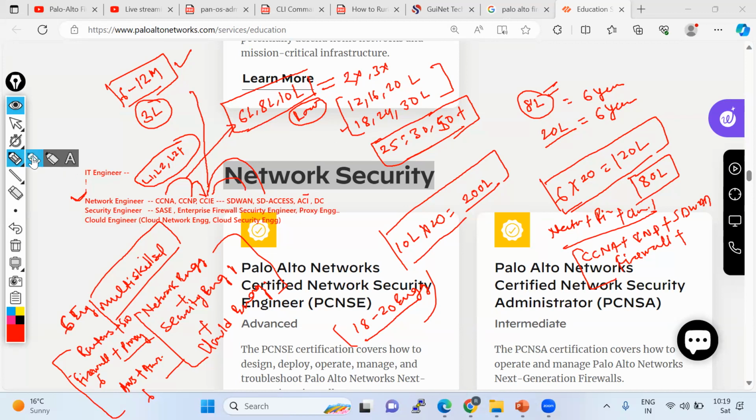And the moment you have more and more experience, might be earlier you were getting 20 lakh after 7 years of experience, but when you have 10 years of experience, then it might be a 30 lakh package or 25 lakh package.